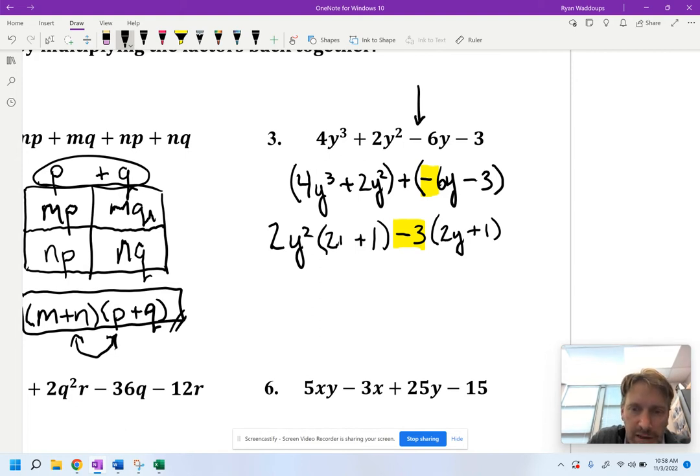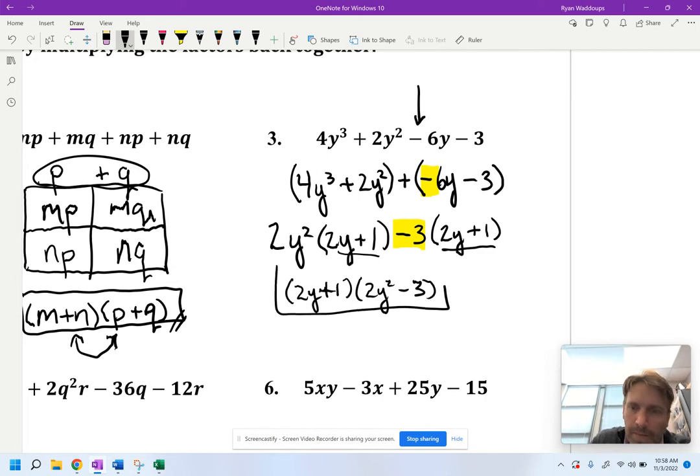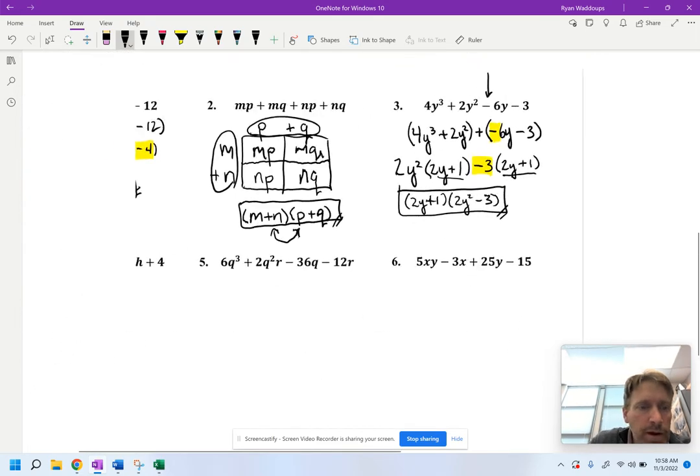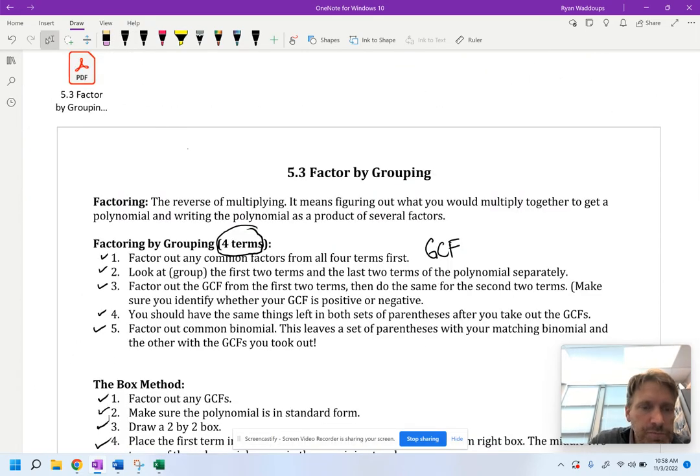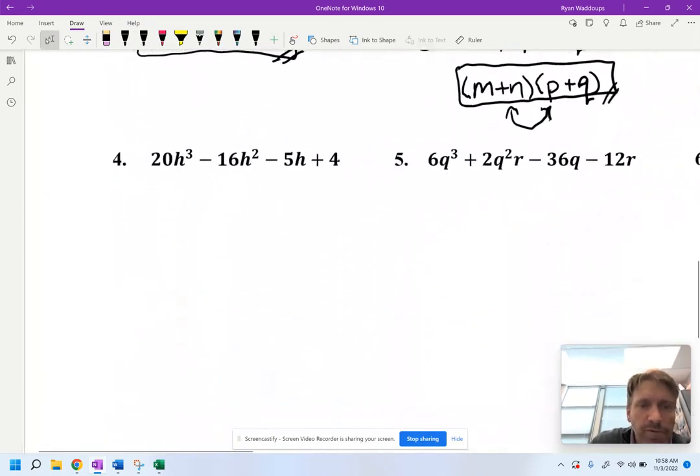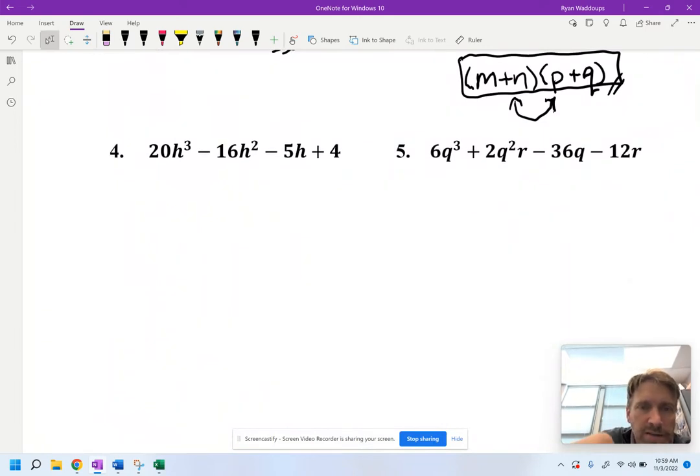And here I see that their common term is 2y plus 1. And so I factor out 2y plus 1 times 2y squared minus 3. And that would be the factored form there. All right, let's look at number 4. Number 4, let's do this one by box.